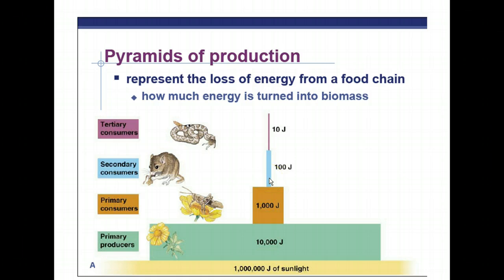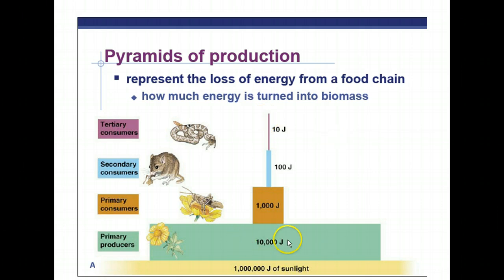10% of that making it to the tissues of the mouse. That's only 100 joules. And only 10% of that making it to the snakes. That's only 10 joules. And as you can see with this energy pyramid, you eventually run out of energy, and you can't support any higher level of consumers.